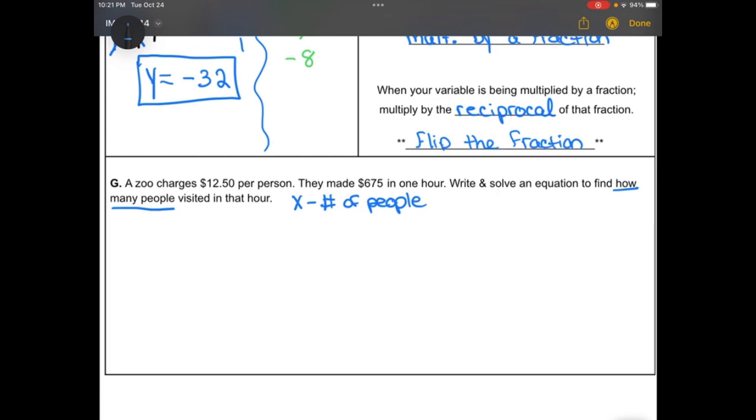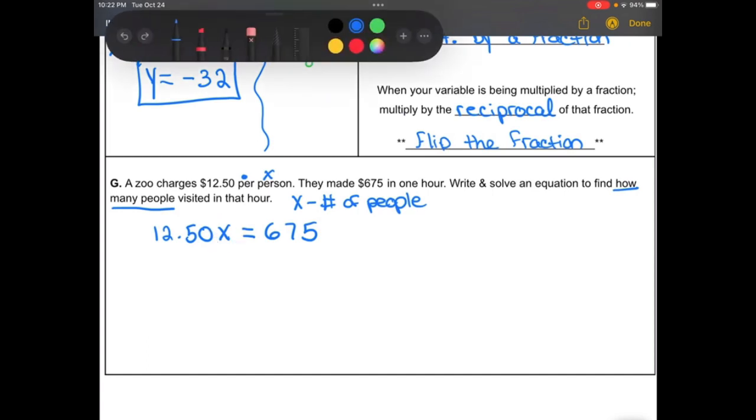We do know that they multiplied $12.50 for each person that walks through the door. So that is $12.50 times X number of people, and that equals a total of $675. So there's my equation: $12.50 times each person, the X represents each person, equals $675.